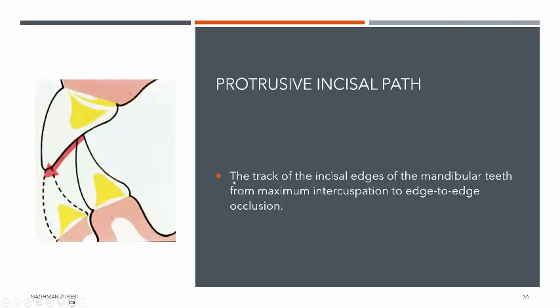Protrusive incisal path. The track of the incisal edges of the mandibular teeth from maximum intercuspation to edge occlusion, from here to here.